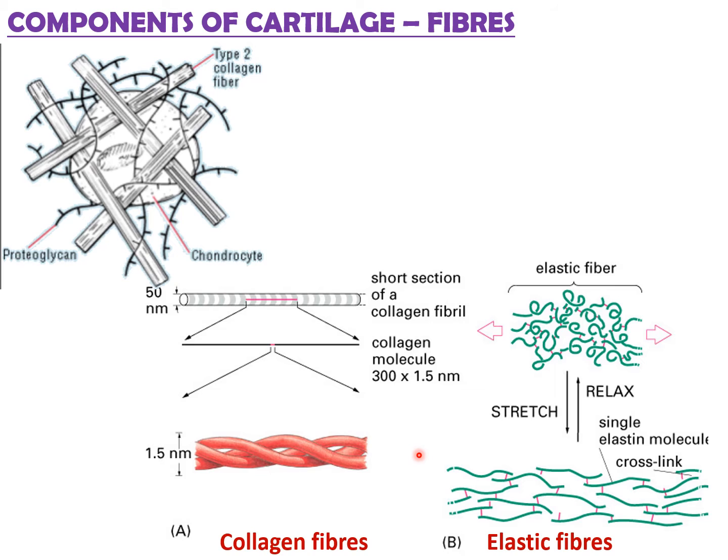Type 1 collagen fibers are present in fibrocartilage and perichondrium. Type 1 collagen fibers are present in the perichondrium and in fibrocartilage. And elastic fibers are contained in the elastic cartilage.